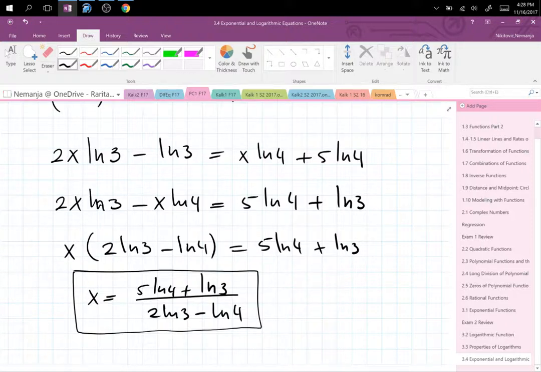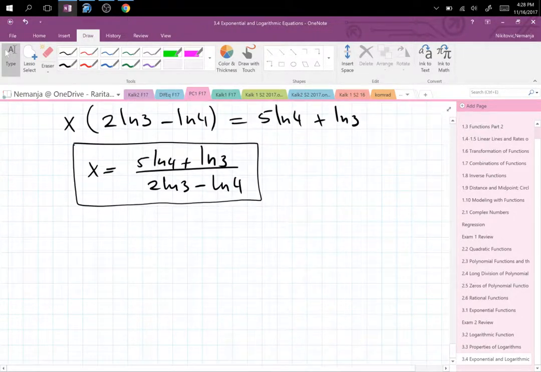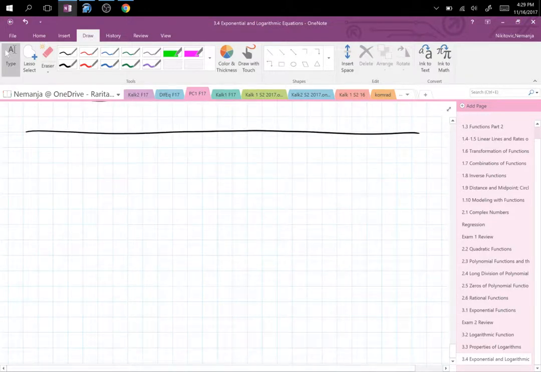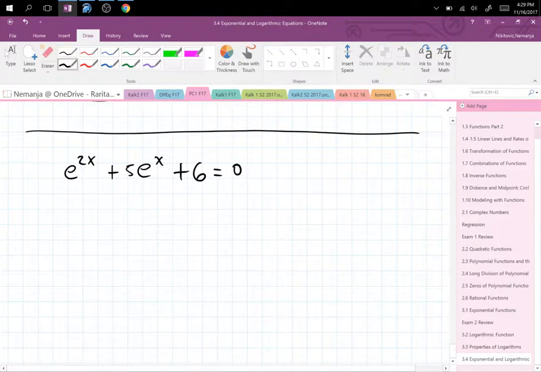Yes, this is correct. All right. I forgot about these. I thought we're done with exponential equations. No, no, no, no, no. There are exponential equations that are disguised as quadratic equations, which you can turn into quadratic equations and then solve those. Let's start with the vanilla example of e to the 2x plus 5 e to the x plus 6 equals 0. Start there.